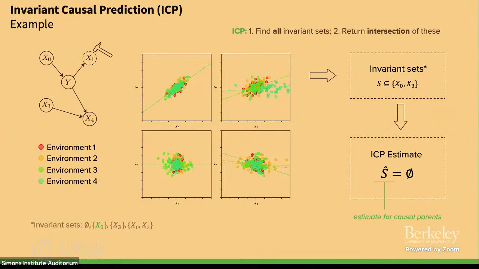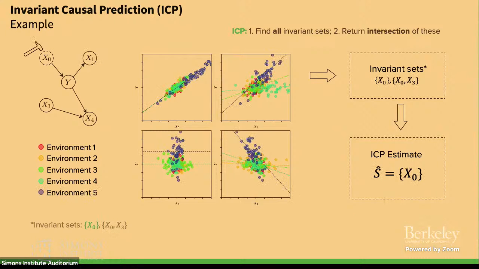Then we continue intervening on X1. Now all the sets that contained X1 drop out, so they're no longer invariant. But unfortunately, we're still unlucky, and the intersection still yields an empty set as the final estimate. Then in the last step, we finally intervene on X0, and this time we end up with an estimate S hat being equal to X0, which corresponds also to S star.